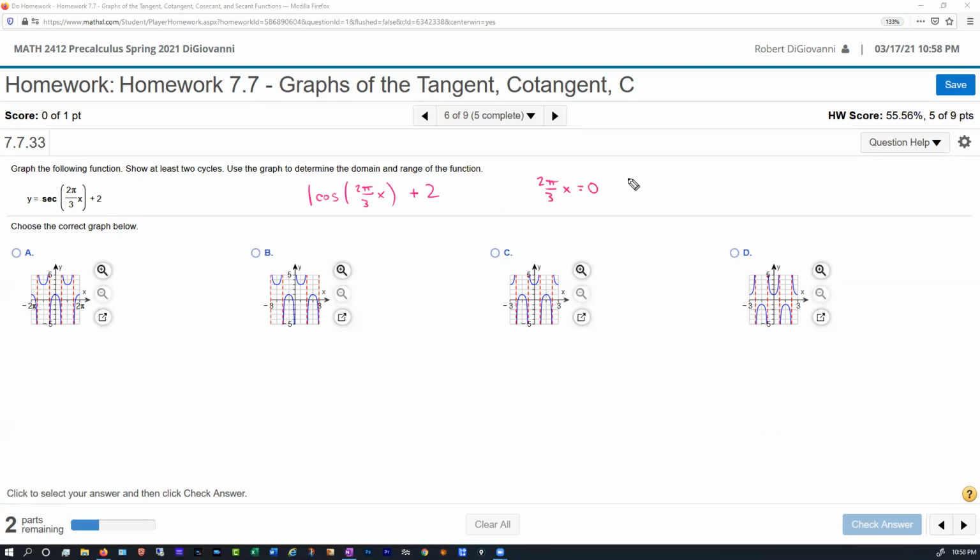So set that to 0. Set that to 2 pi. So the first one, when you divide through by 2 pi over 3, you just get 0. Over here, there are different ways you could do this. I'm going to multiply by 3 over 2 pi, the reciprocal. Do the same thing over here, 3 over 2 pi like that. 3's cancel, 2's cancel, pi's cancel, you just get x. Over here, pi's cancel, 2's cancel, you just get 3.